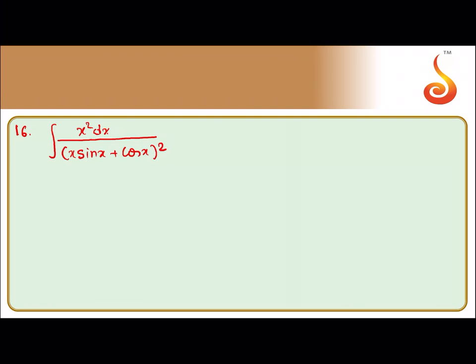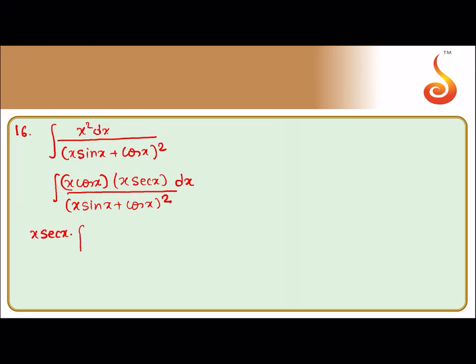So the main thing is you have to observe the denominator, x sin x plus cos x. So what is the derivative coming? The derivative of this is coming as x cos x. So you rearrange in such a way. So what we do is we write x cos x into x secant x, meaning the same, dx, divided by (x sin x plus cos x) whole square. So the derivative of the denominator is present as x cos x.